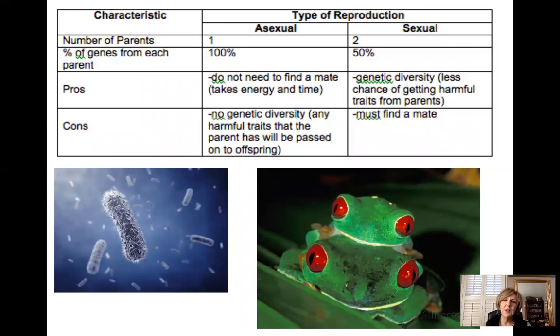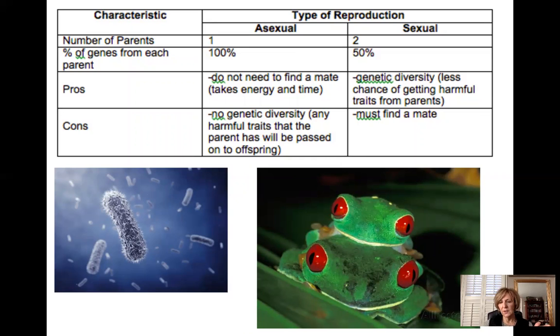So let's take a look at comparing and contrasting asexual and sexual reproduction. The pros of asexual reproduction is you don't need to find a mate. You only have one parent, and 100% of your genes, if you are an asexually reproducing organism, go straight to your offspring.